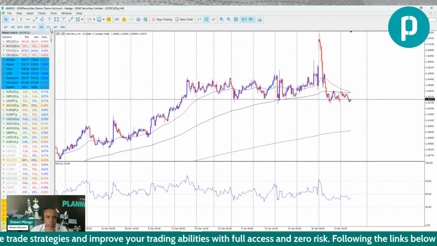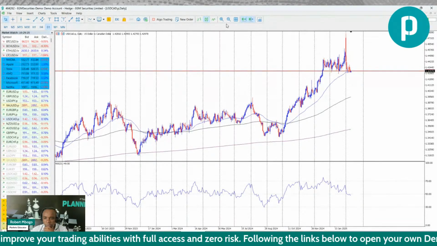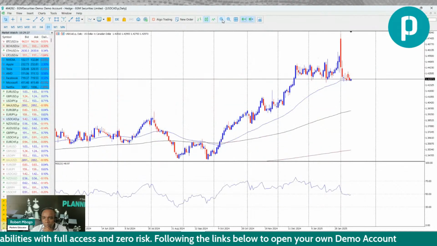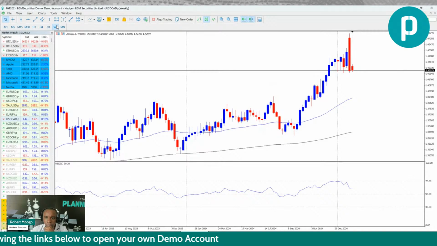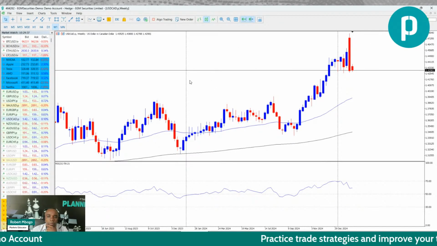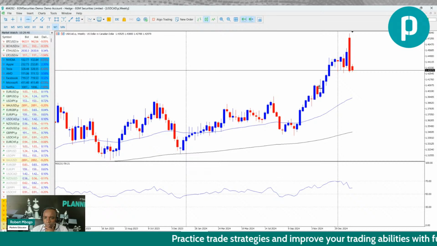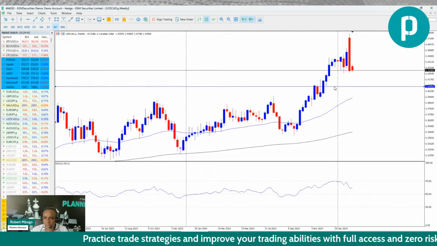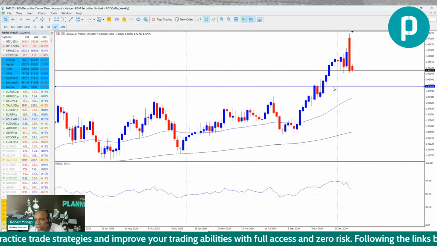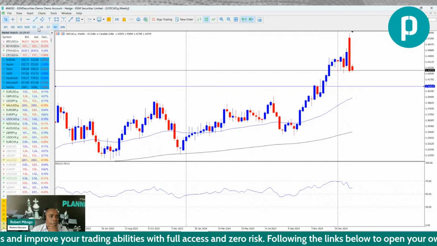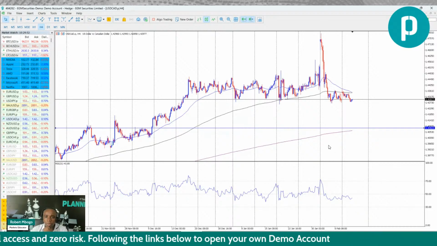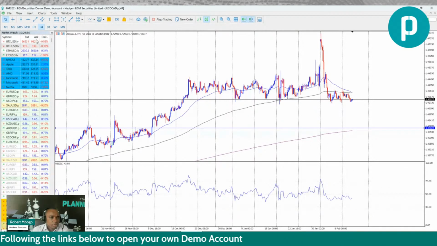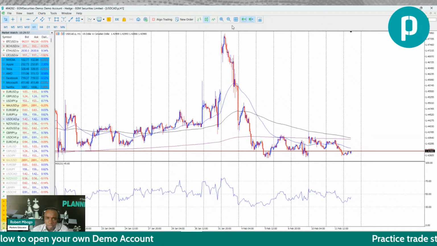USD CAD, we need to go to higher time frames to have an understanding of where we are. You can see a strong bearish candle here. So I'll probably be looking at short opportunities on USD CAD. Yeah, probably I'll be looking for those short opportunities to that price level.